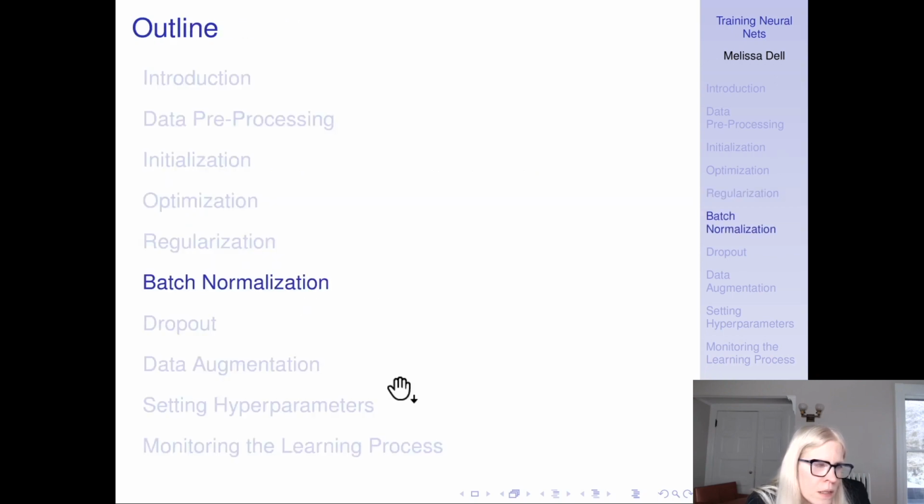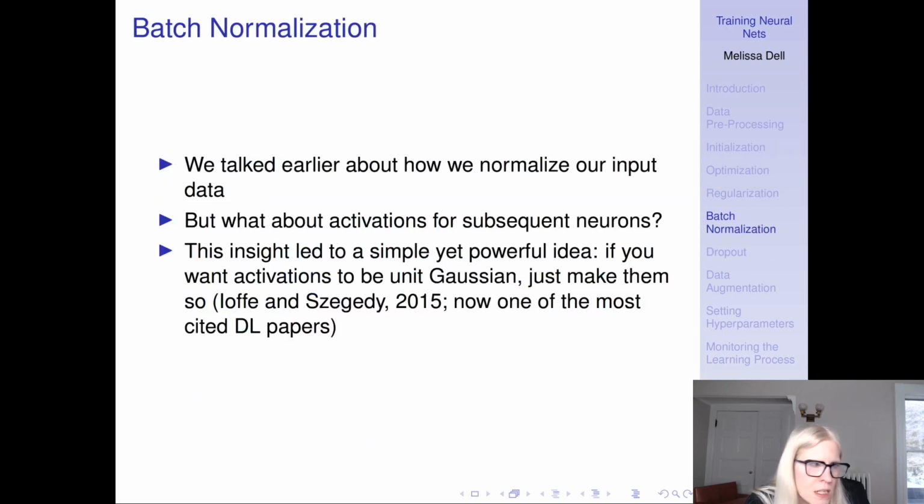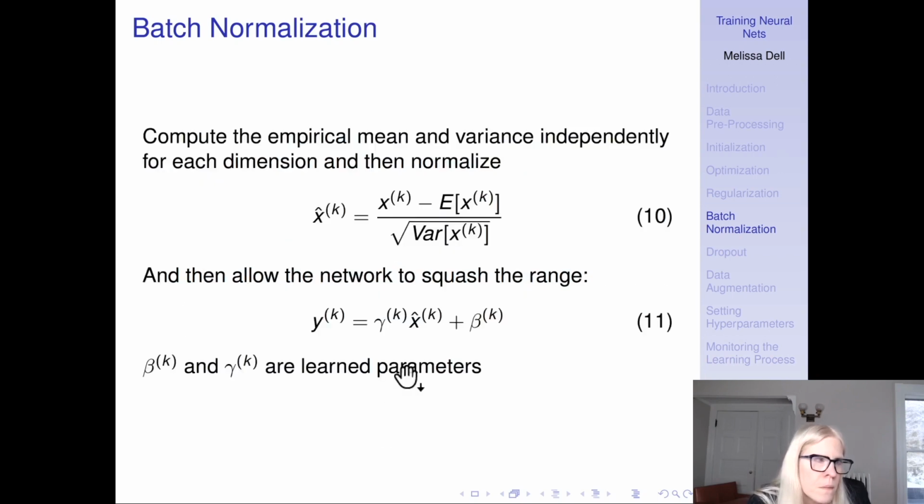And so a very common type of regularization is batch normalization. So we talked earlier about how we normalize our input data, but what about activations for subsequent neurons? This led to a simple idea, which is that if you want your activations to be unit Gaussian, just make them so. And the paper that this was put forth in is now one of the most cited papers in deep learning. So the idea is to compute the empirical mean and variance independently for each dimension and then normalize, and then allow the network to squash that range where beta and gamma k are learned parameters.